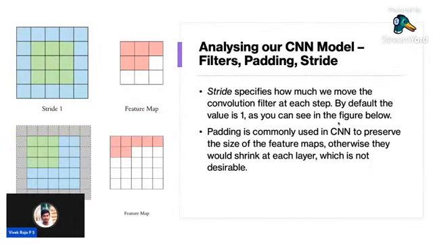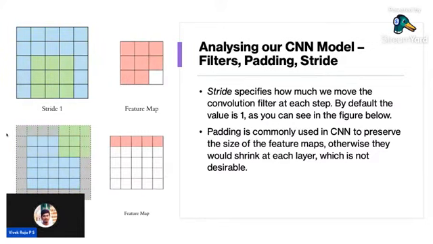Now I'd like to analyze what really happens. With a stride of 1, it moves 1 by 1, and it tries to get the feature map. The stride represents how much we move the convolutional filter at each step. So here we can see it is moving one step at a time. The stride is 1, and to make sure the feature map doesn't shrink, we use padding. Padding is nothing but preserving the size of the feature maps that would shrink at each layer, which is not desirable.